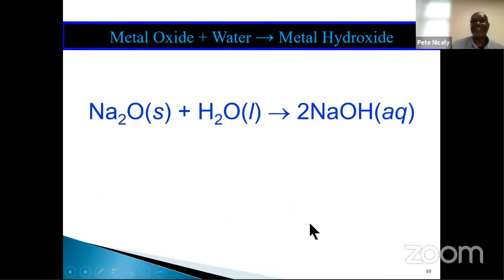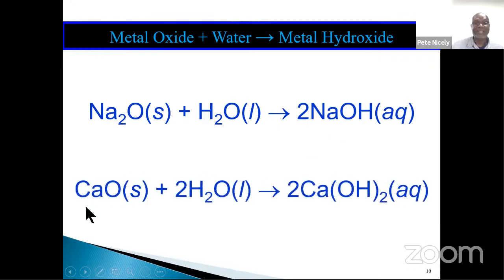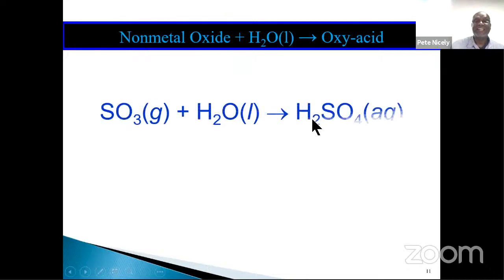And then we have this example where you have a metallic oxide reacting with water to form a metal hydroxide, such as in this case where sodium oxide reacts with water to form sodium hydroxide. And here's another example, calcium oxide reacting with water to form calcium hydroxide. So these are all examples of combination reactions.